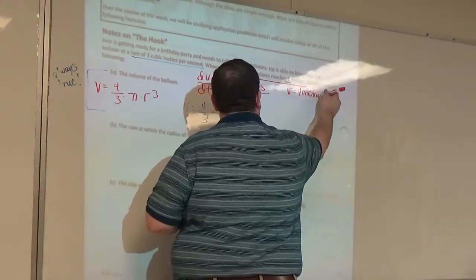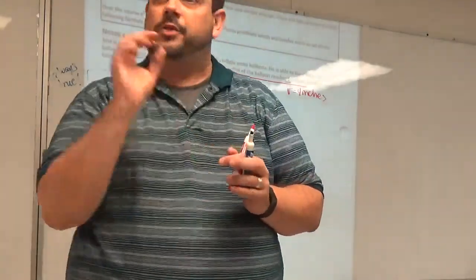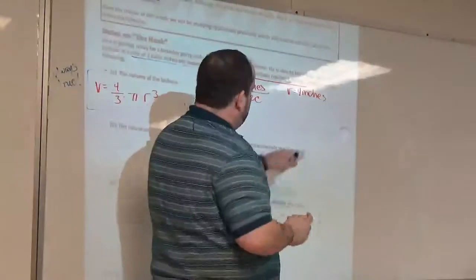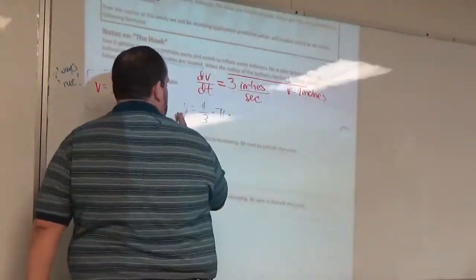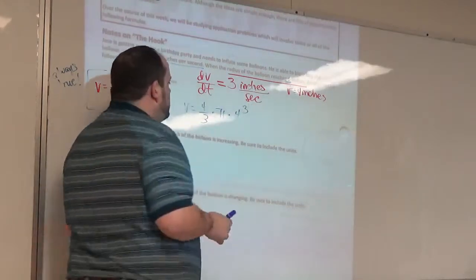Now, is it always true that the radius is 4? No. There is a moment in time, right? If Christian keeps blowing into the balloon, there is a moment in time where the radius is equal to 4 inches. That's the moment I'm focusing in on here. So at that point, the volume is 4/3 times pi times 4 cubed.